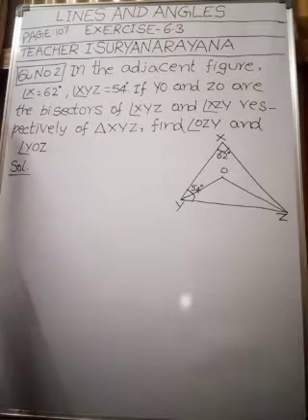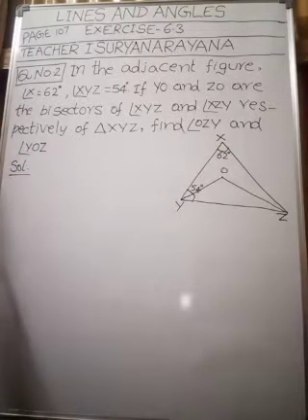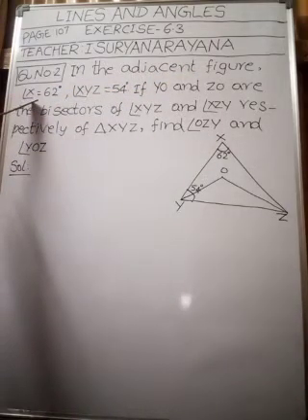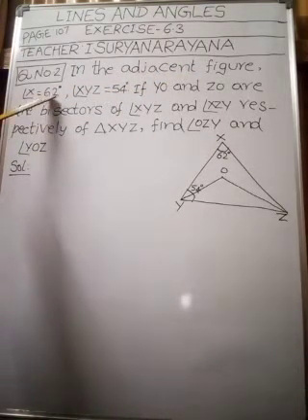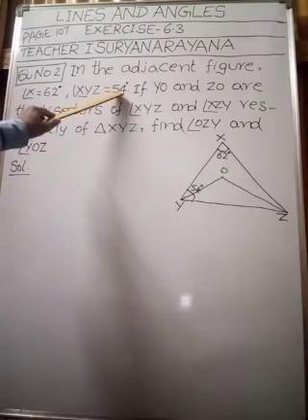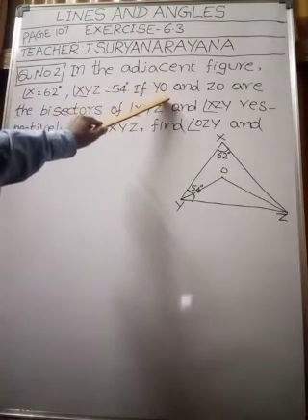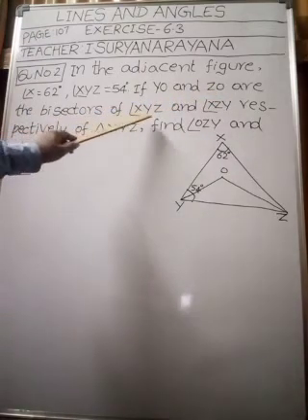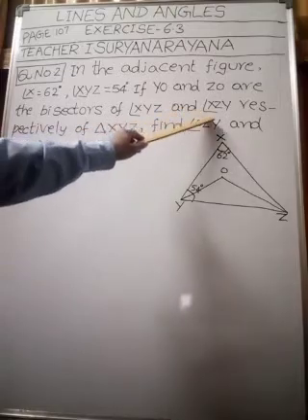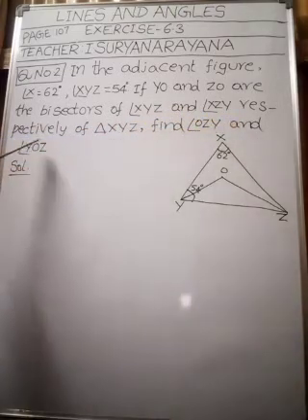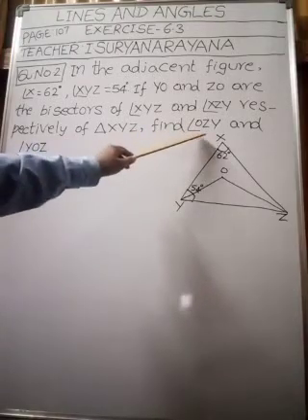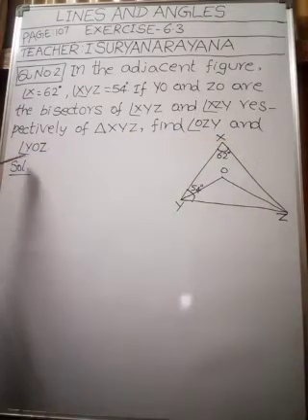Now come to question number 2. Next question in this exercise. In the adjacent figure, angle X is equal to 62 degrees. Angle XYZ is equal to 54 degrees. If YO and ZO are the bisectors of angle XYZ and angle XZY respectively of triangle XYZ, find angle OZY and angle YOZ. Understood this question, my dear children?